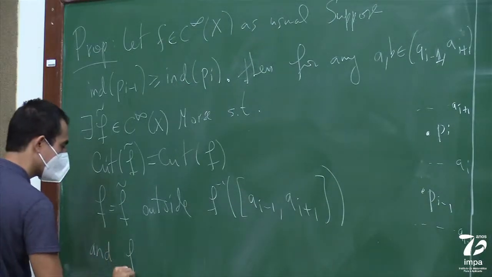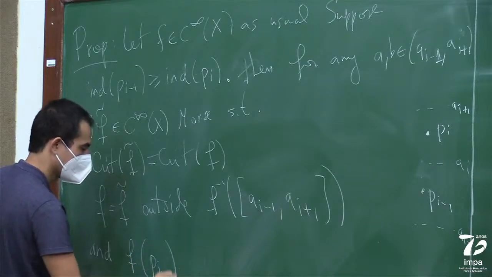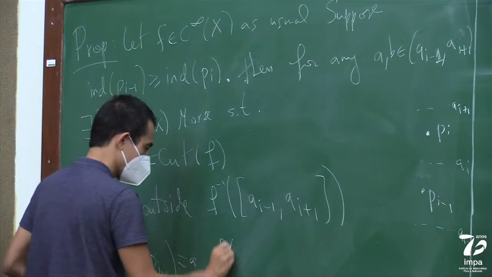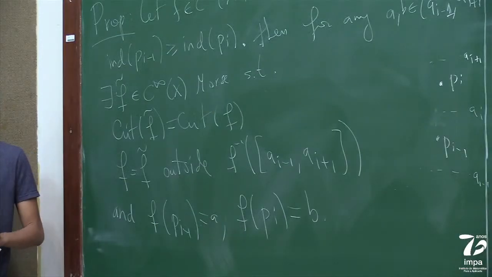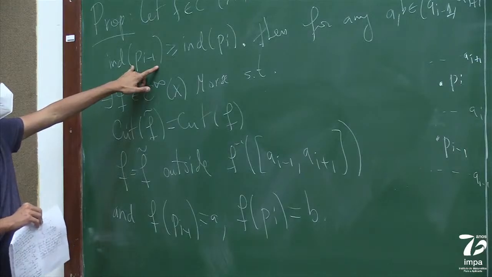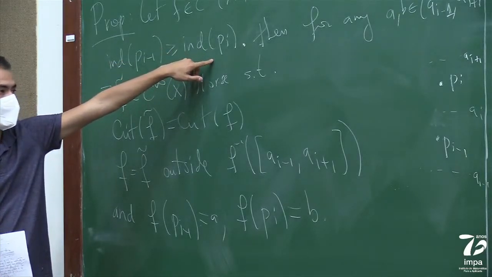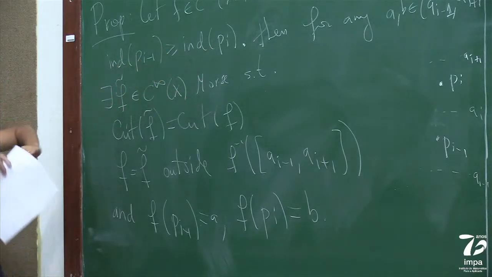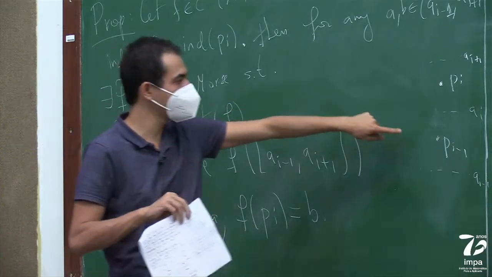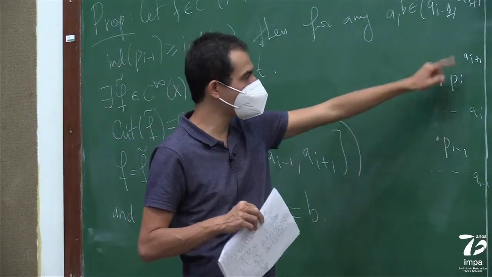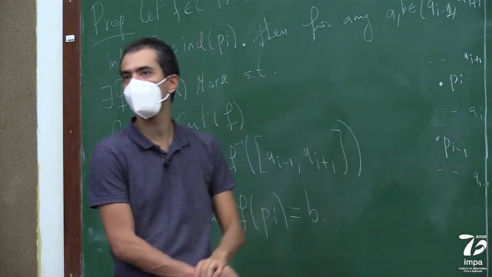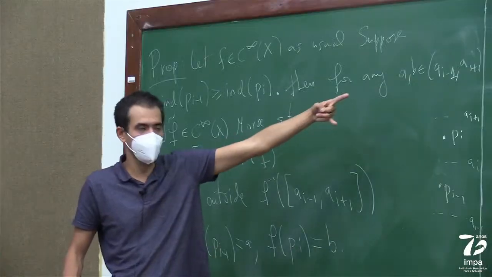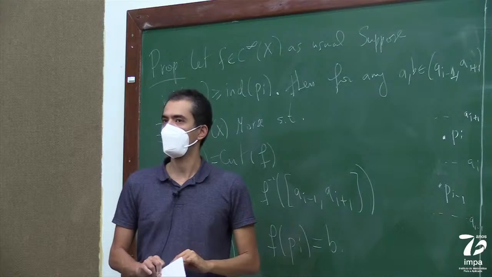And f of pi minus 1 is equal to a, and f of pi is equal to b. Okay? So basically, if the index of pi minus 1 is bigger than or equal to the index of pi, then I can change my Morse function just in this interval to take pi minus 1 to whatever value I want, and pi to whatever value I want inside this interval. In particular, I can change the order of them.